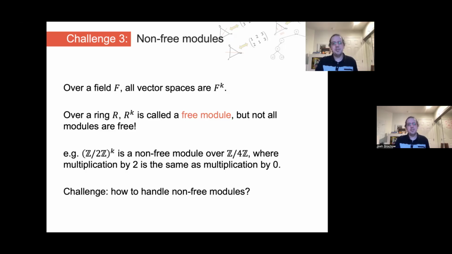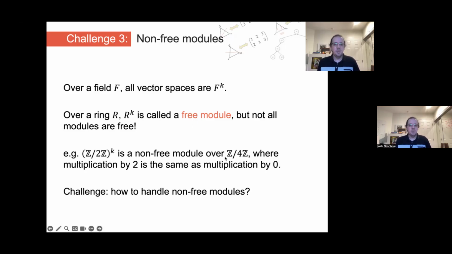Okay, and then the third challenge is that you can have what are called non-free modules over other rings. So a module over a ring, it's just a word for a vector space over that ring. It's something where the ring can act on it by scalars, and you can take linear combinations. Okay, so over a field, all vector spaces are isomorphic to some power of that field, right? You can write a vector as a tuple of field elements. Now, over a general ring, you can still talk about, say, k-tuples of ring elements, and that still forms a module, but it's what's called a free module, and not all modules are free.